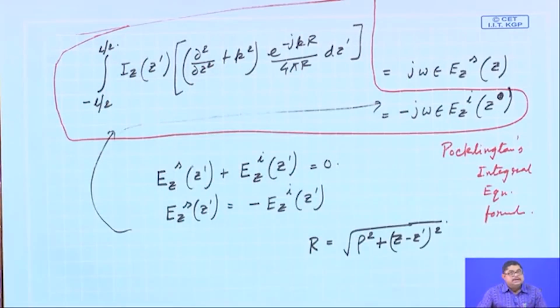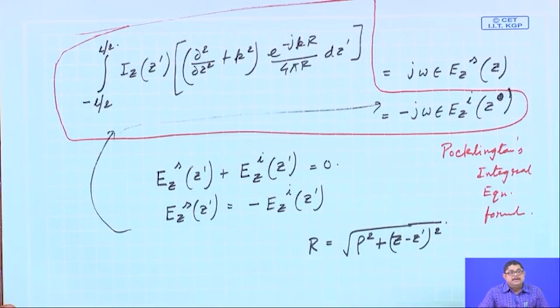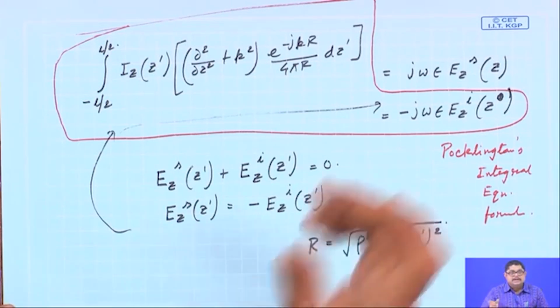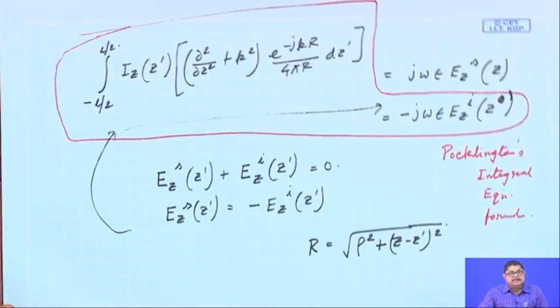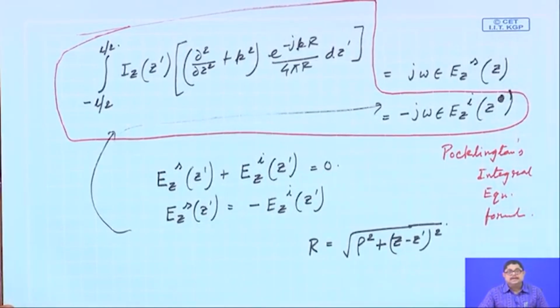So, this integral equation, for both Hallen's and Pocklington's, people have solved, and there are various techniques. One of them, which I said is the most efficient and most easy for computer implementation, is the moment method. That we will discuss a bit in the next class, and then we will see how to solve this equation in the next class. Thank you.